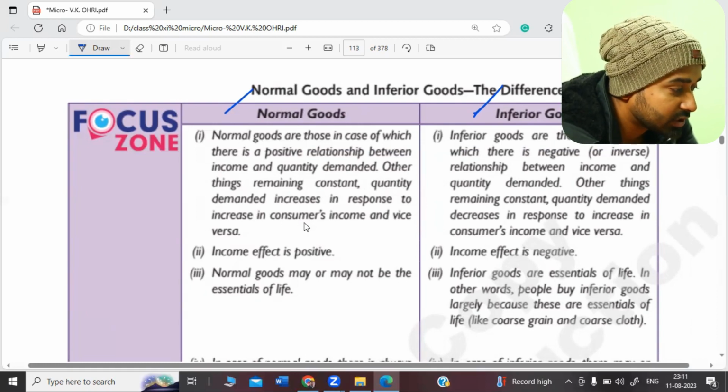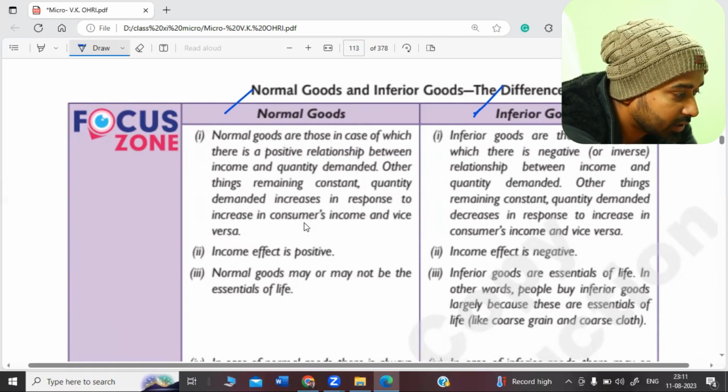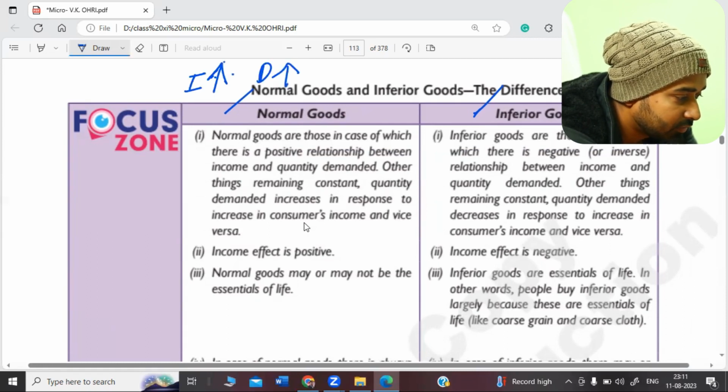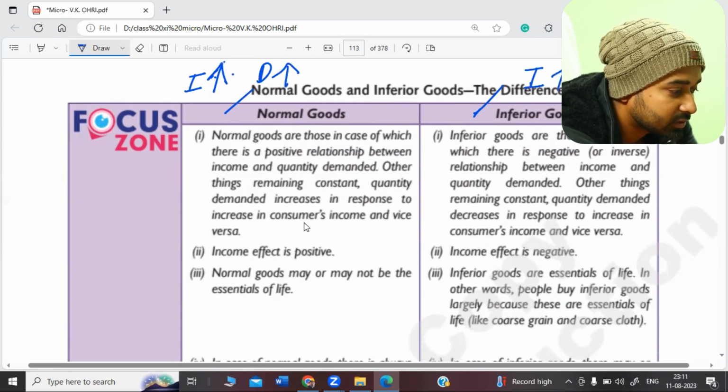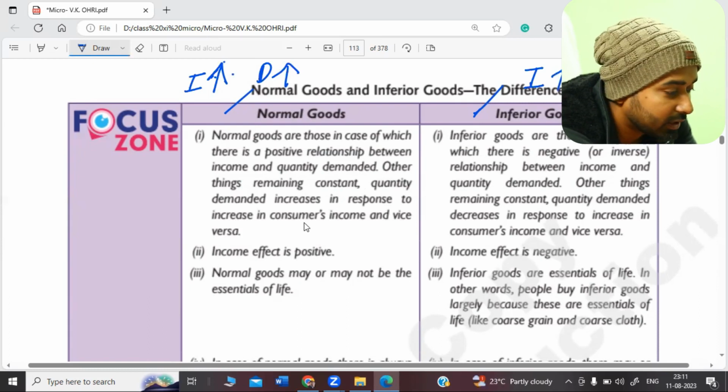Now think about the relation, first normal goods. If your income increases, normal goods demand will increase. But here, if your income increases, you are not at all purchasing inferior goods, your demand will go down for the inferior goods. I hope that is clear. You are shifting to normal goods, correct?